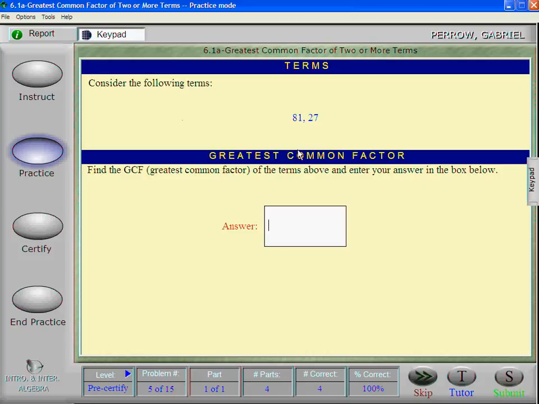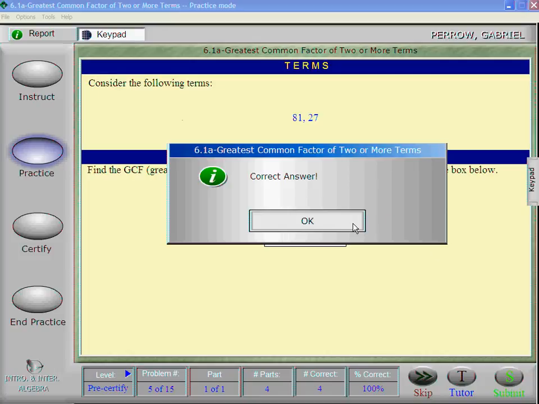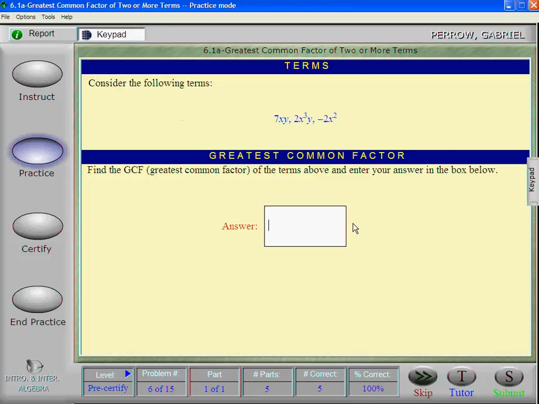Okay, 81 and 27. Does 27 divide evenly into 81? Yes, it does. And it divides into itself, obviously, so 27, greatest common factor. Okay. This one here, let's see how we're doing for time. Guess we're out of time, so we'll do this on the next video.